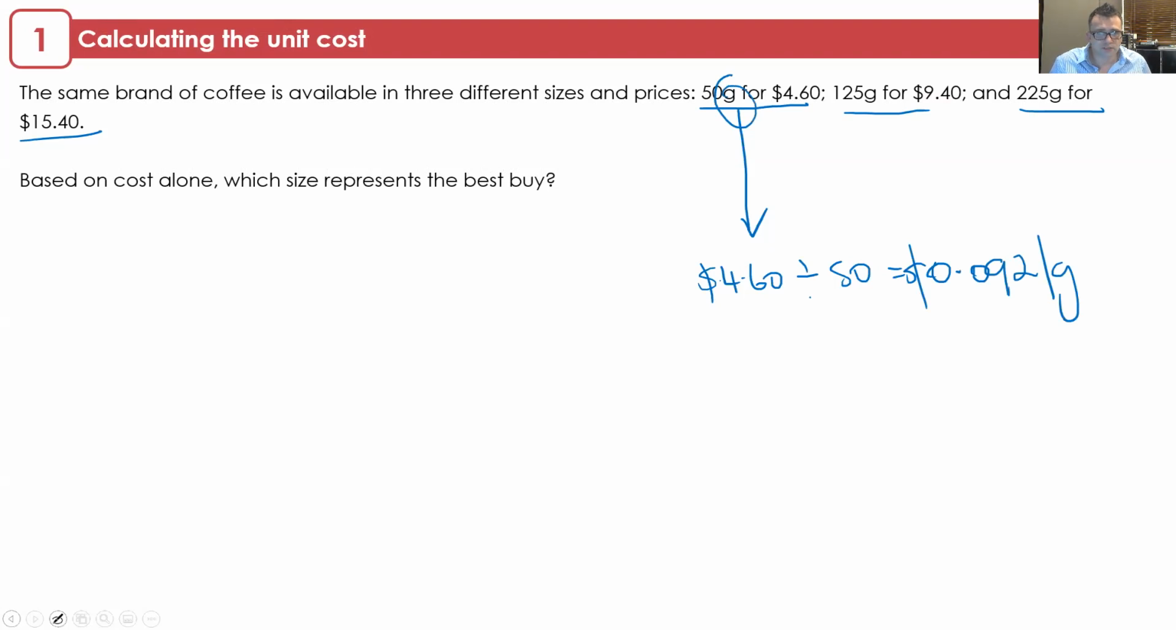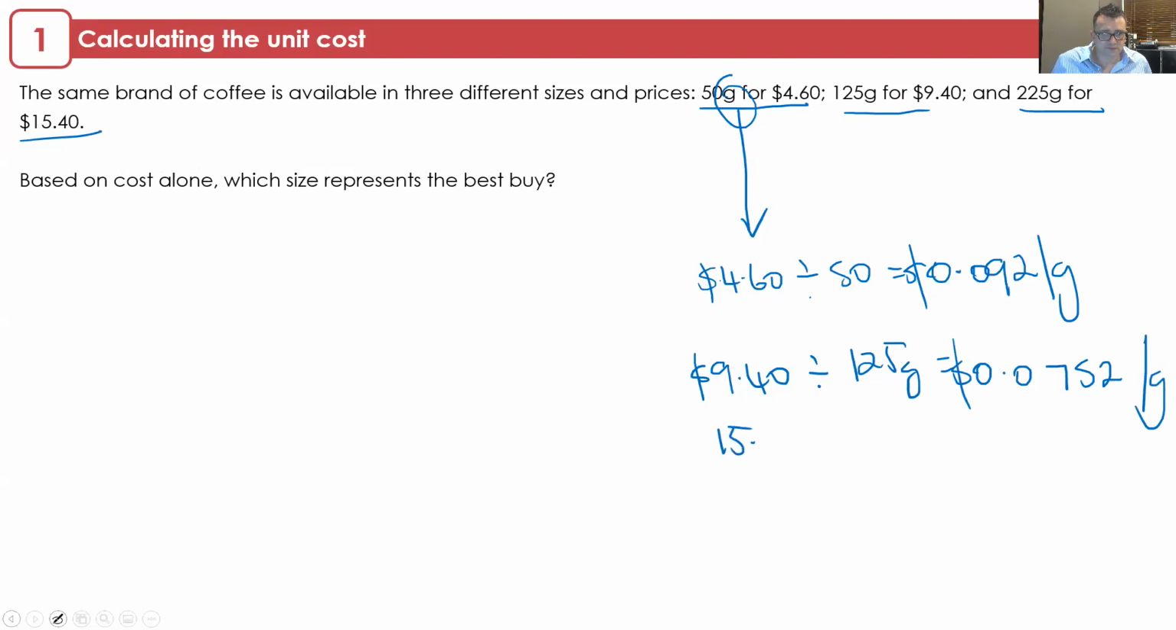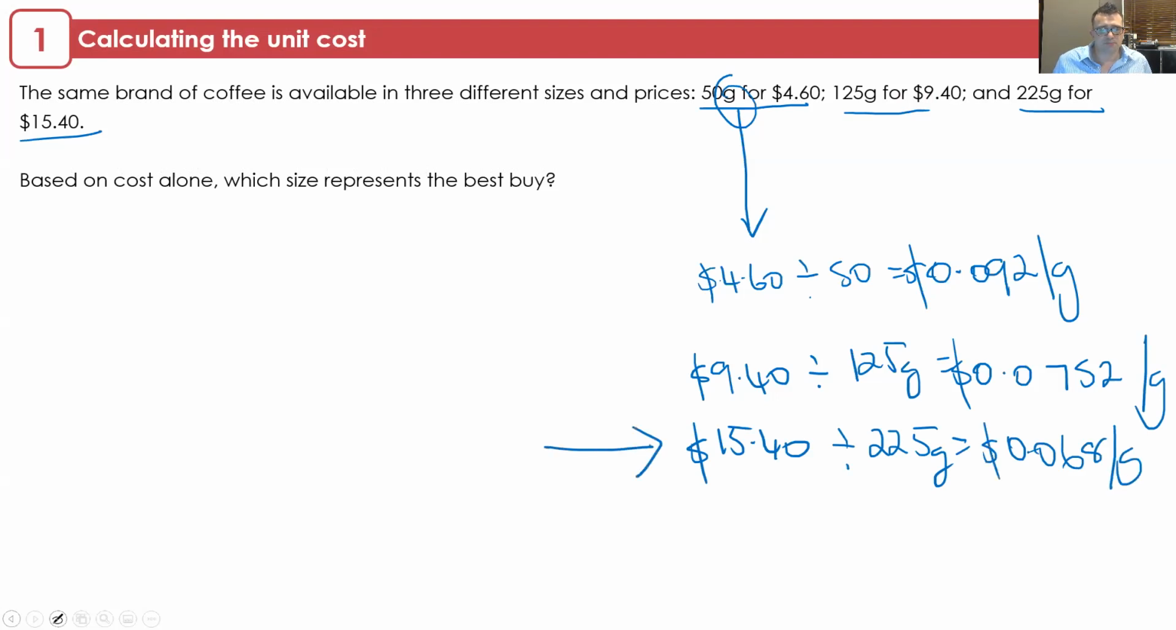For our second one, we've got $9.40 divided by 125 grams. So $9.40 divided by 125 is 0.0752 per gram. And then we've got $15.40 divided by 225 grams, which is 0.068 per gram. So our cheapest is the $15.40 at 6.8 cents per gram.